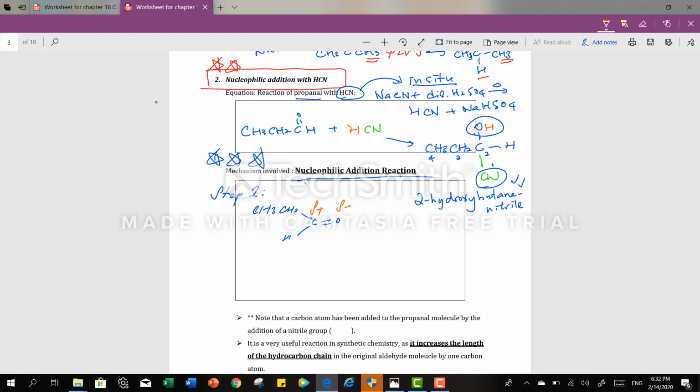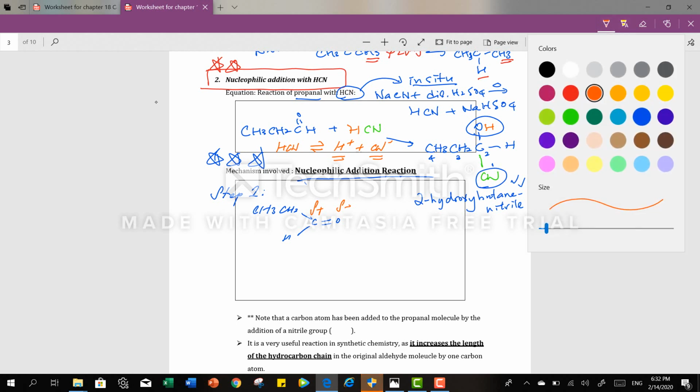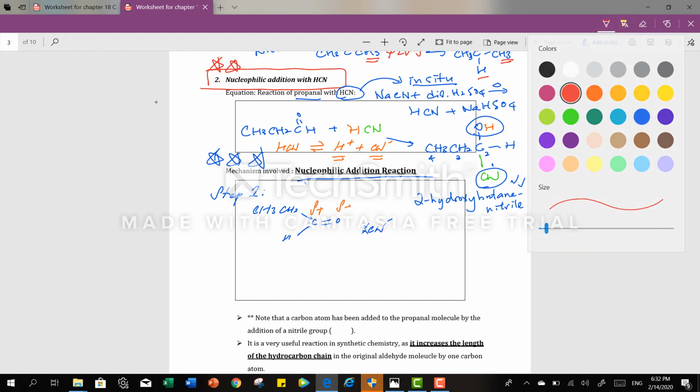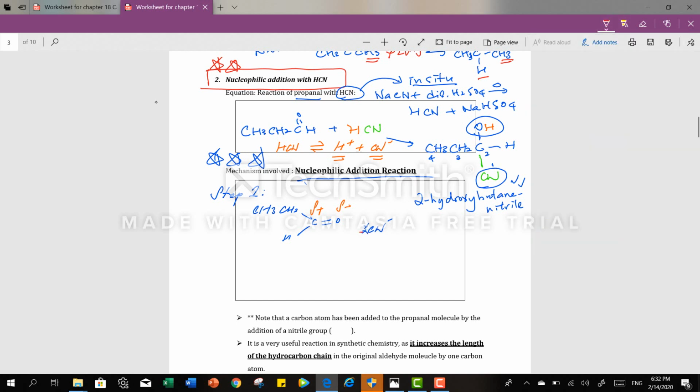Okay, so now when HCN is put in water, since it is a weak acid, it will provide H plus and CN minus as well. Okay, so you have CN minus, and there is a lone pair. So the first step is this lone pair will attack this C, and one of the bond will be broken.